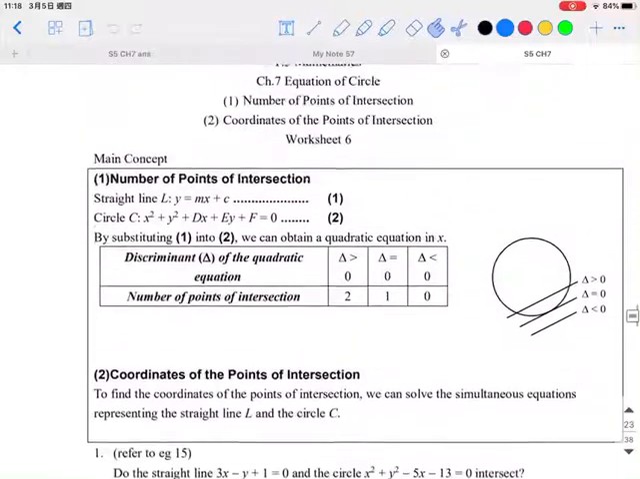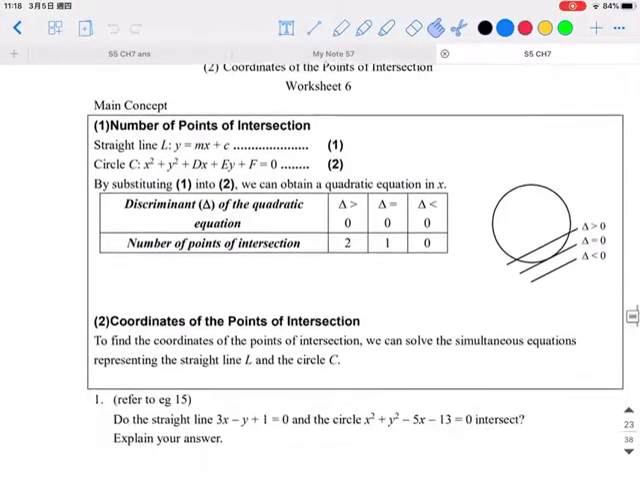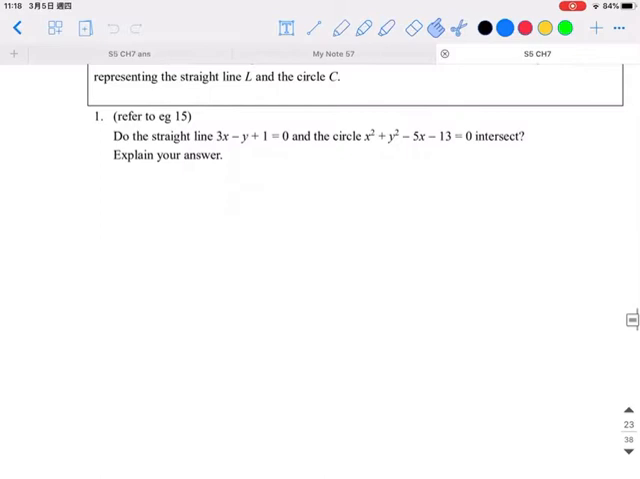To demonstrate some questions in WS6. For the first one, we need to find how many points the straight line intersects the circle.